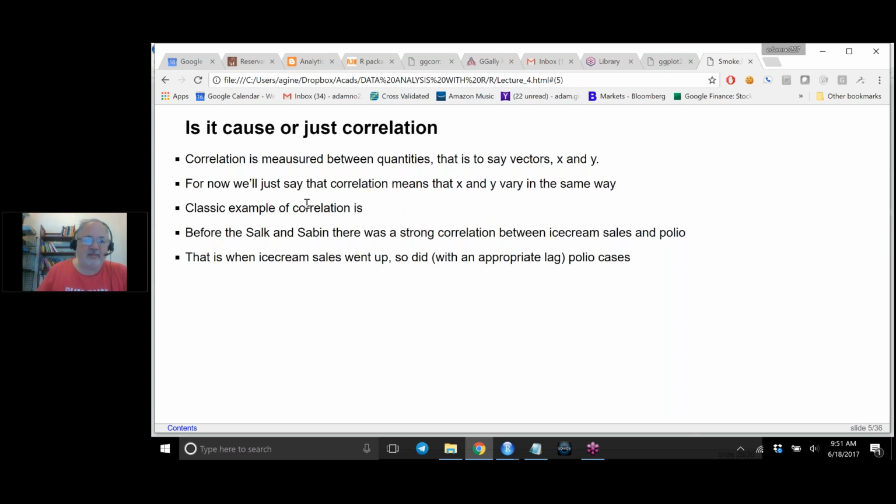A classic example of correlation: Salk and Sabin are two vaccines for polio. Jonas Salk and I forget Sabin's first name, both came up with vaccines. And prior to the vaccine, people noticed there was a strong correlation between ice cream sales and polio. And what that means is that when ice cream sales went up, with an appropriate lag, so did the number of polio cases. And when ice cream sales went down, so did polio cases.